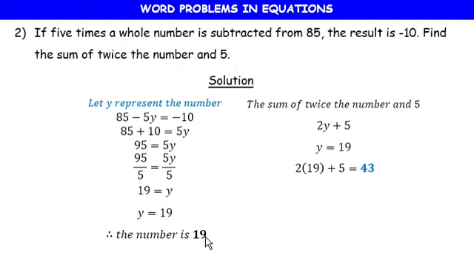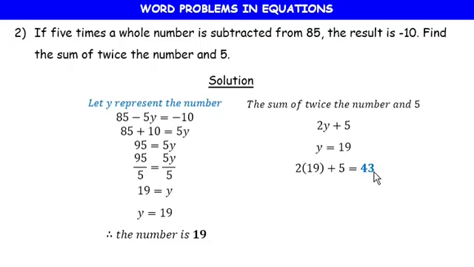Now we were asked to find the sum of twice the number and 5. So this is not our final answer yet, right? Our answer is to find the value of the sum of twice the number and 5. So it means that you have to get 2y plus 5, right? So what is y? y is 19, right? So you're going to get 2 times 19 plus 5, and that gives us 43. So 2 times 19 will give us 38. So 38 plus 5 will give us 43 in total, right?